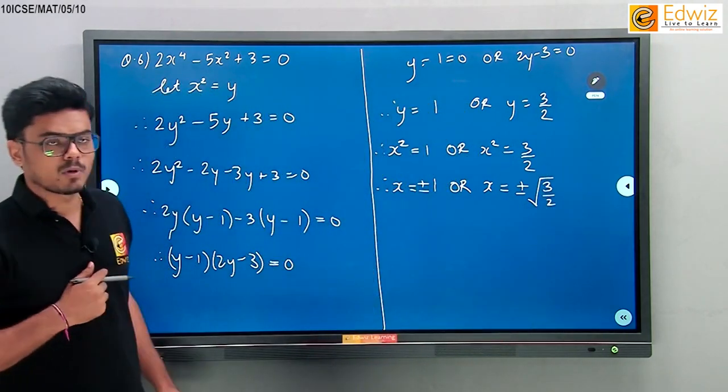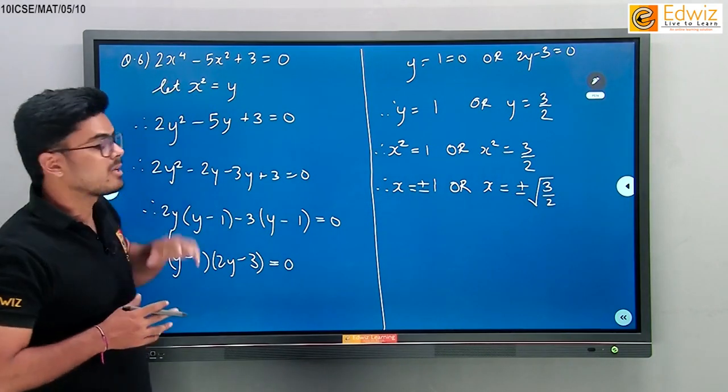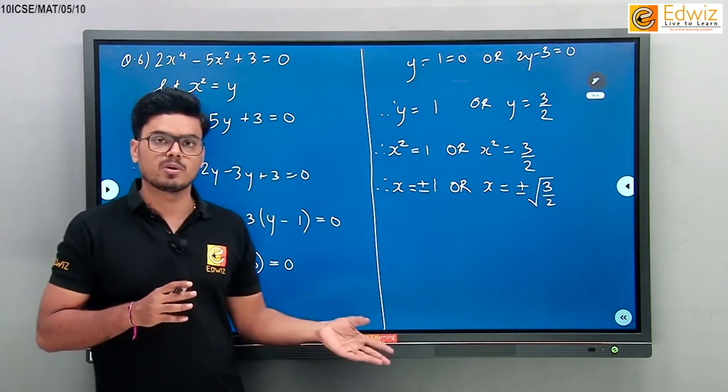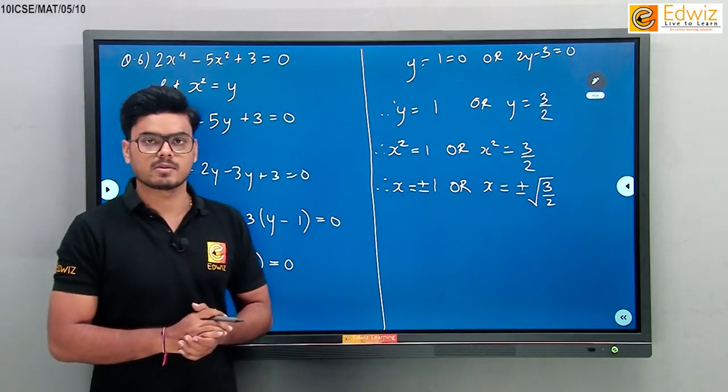Okay, root of 3/2. Now there are 4 possible values. That's why the degree of the equation is 4. Correct? So this is the solution of question number 6. I hope you understood it. I'll give you 30 seconds to note this down. Then let us go to the next question.